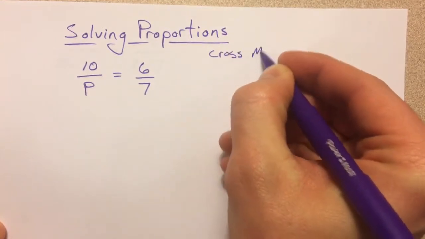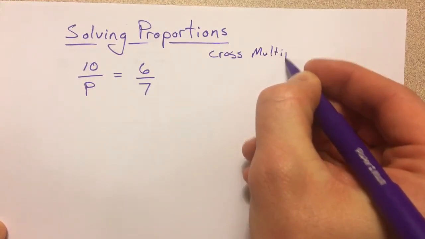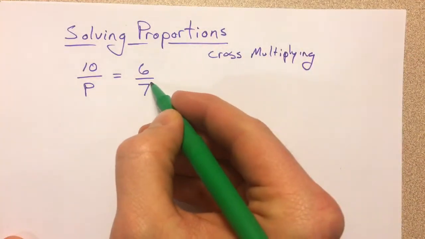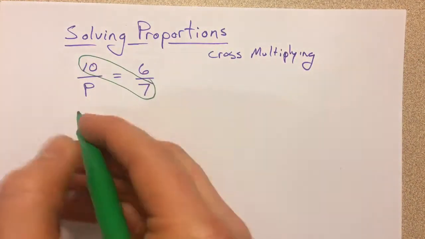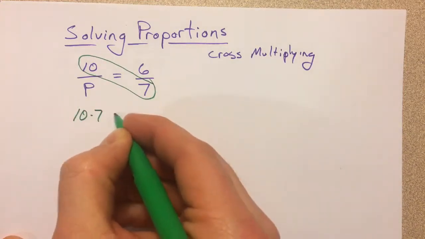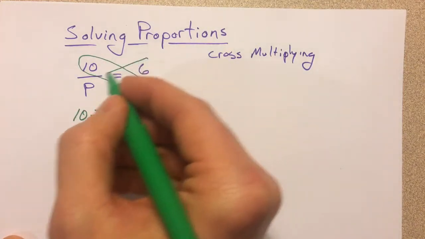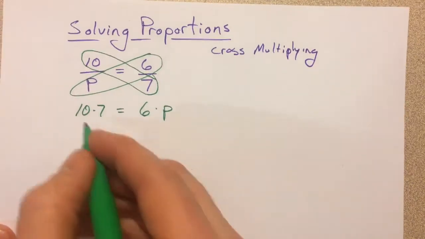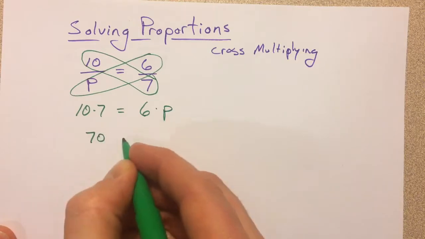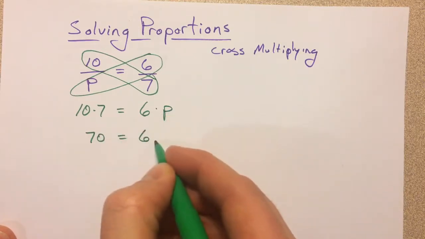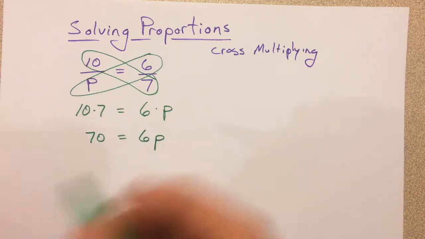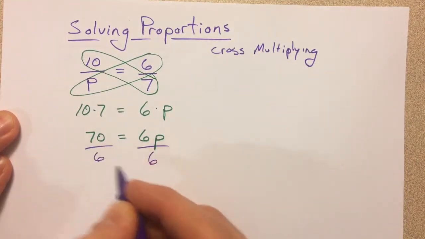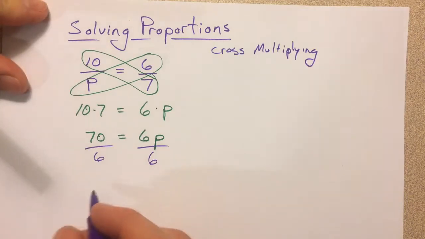And so cross multiplying is when you're going to take the two diagonals and you're going to multiply 10 times 7, and you're going to multiply 6 times p. So 10 times 7 is just 70, and 6 times p is 6p. And then we're going to divide both sides by 6, and I get 70 divided by 6.